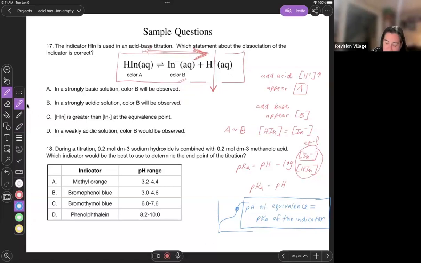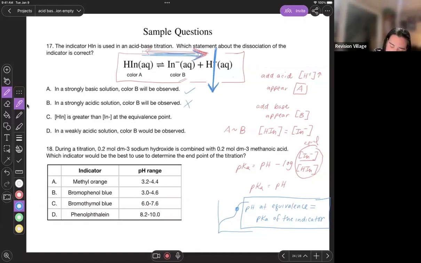In a strongly basic solution, color B will be observed. So in a strongly basic solution, I will eat all of my H+. So this concentration will go down. The reaction will shift to the right. And I will indeed see color B. I think that's true. Apologies. In a strongly acidic solution, I will increase the amount of product. The reaction will shift to the left. I will see color A. That's no good.